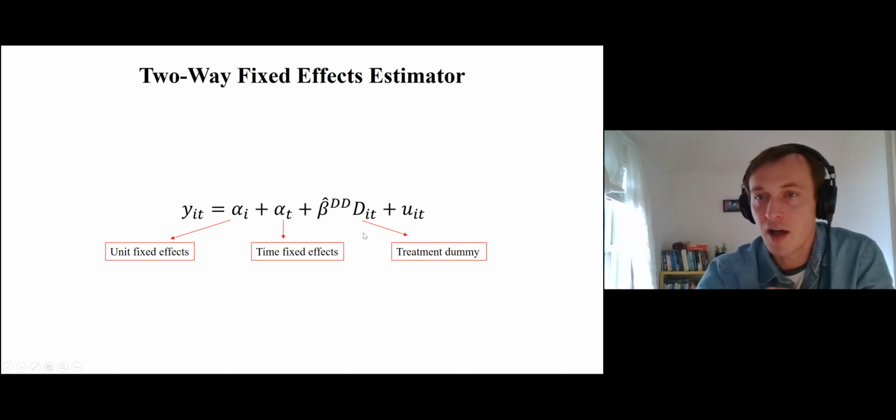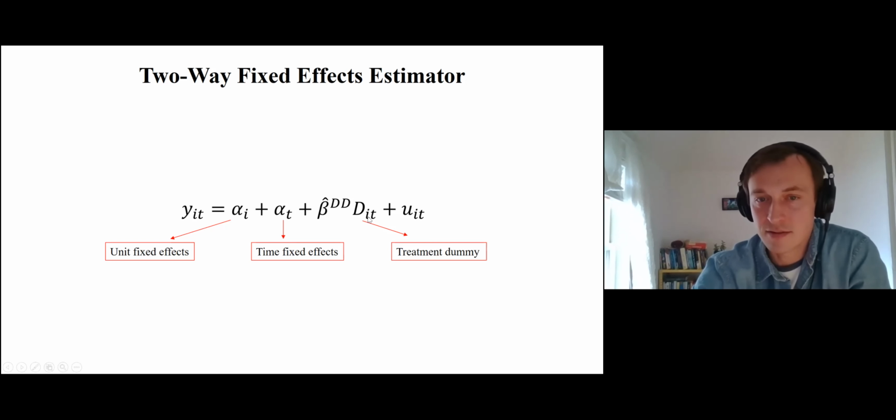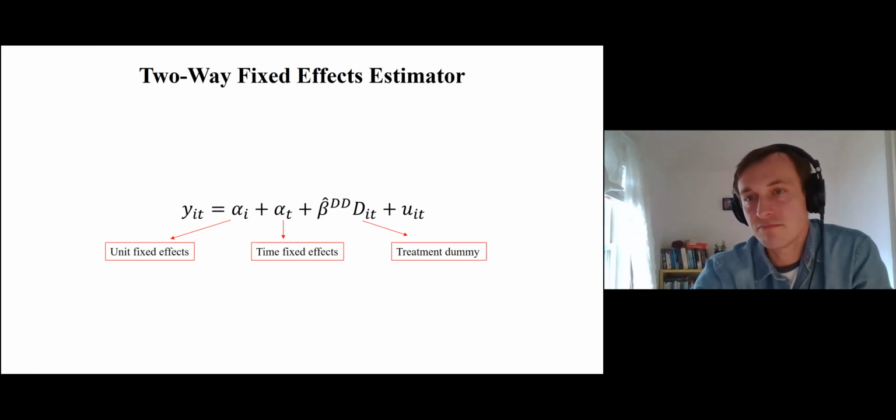And then the other thing you stick in the regression is just a treatment dummy. D_it equals 1 if unit i has the treatment at time t. So, you know, there's 20-some states that expanded Medicaid in 2014. So those states would have this dummy equal to 1 in 2014, 15, 16, 17, 18, et cetera. But then there's some states that did it in 2016, and so they would have it turn on later.